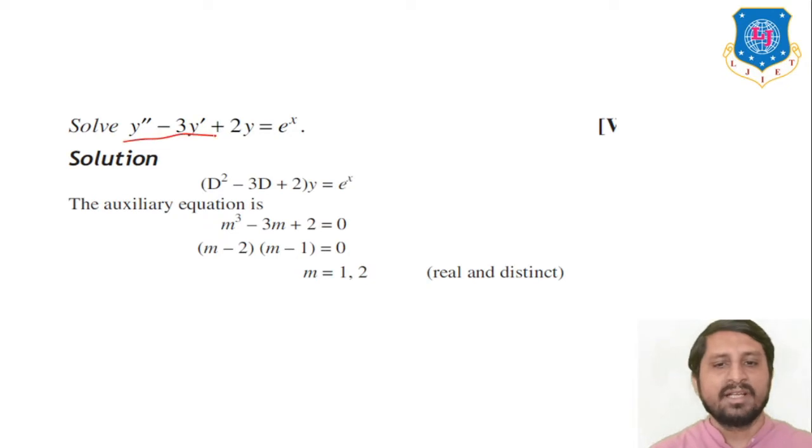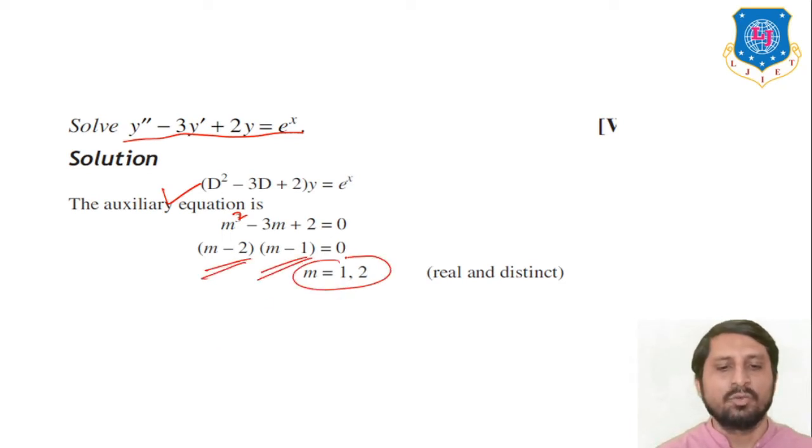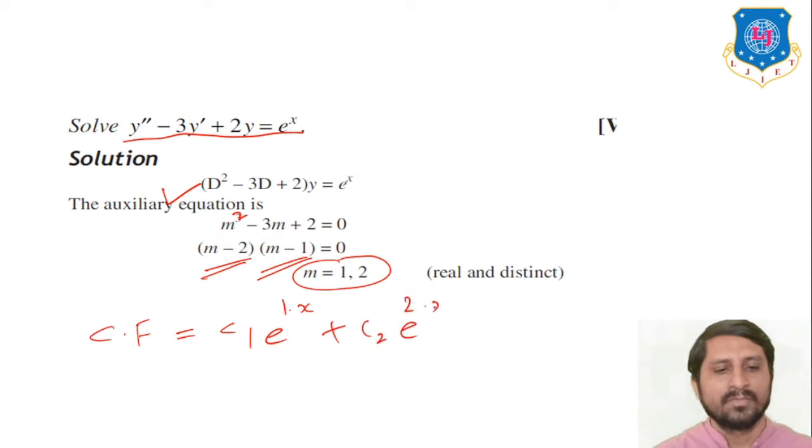Now the example: y double dash minus 3y dash plus 2y equal to e raised to x. First I want to solve this example. We write it in the form d square minus 3d plus 2 into y equal to e raised to x. The auxiliary equation is m square minus 3m plus 2 equal to 0, a printing mistake there, it is m square. Factorizing, m minus 2 and m minus 1, so m is 1 and 2, real and distinct roots. So the complementary function is c1 e raised to x plus c2 e raised to 2x.